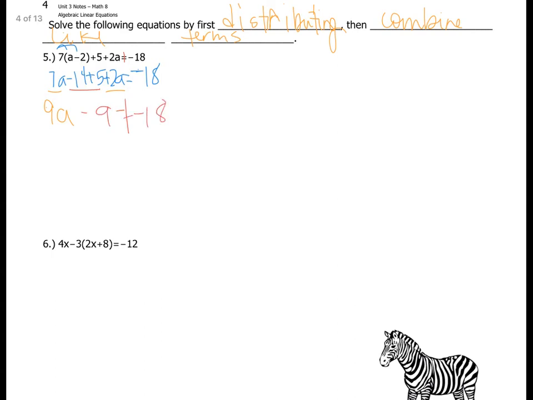negative 18. So just like in the flow chart, I don't have a variable on both sides, so now I just need to move the constant to the side with the other constant. So we're going to do the inverse operation, and now 9a equals negative 9. Now again, we do the inverse operation to solve for a. So since it's being multiplied, we now divide, and a equals negative 1.